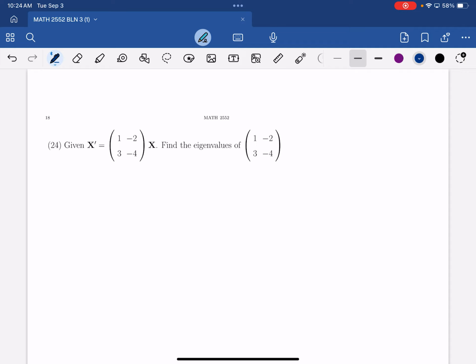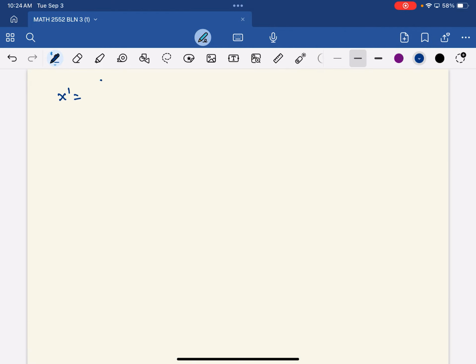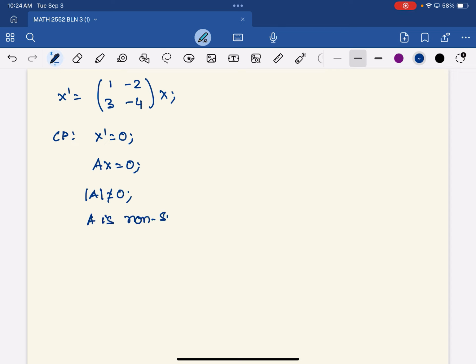Okay, so now before we go, I want to find what is my critical point. Okay, that's the next important thing for me. So I have x prime equals [1, -2; 3, -4] times x. What is the critical point for me? Critical point is when the derivative is 0. So that means Ax equals 0. You can see that the determinant of A here is not equal to 0. So A is a non-singular matrix.